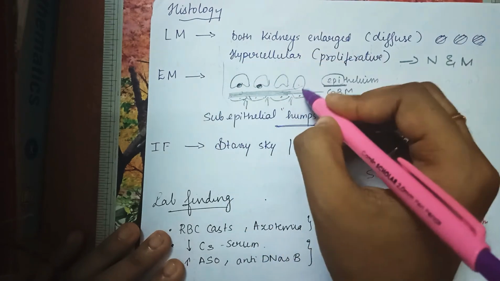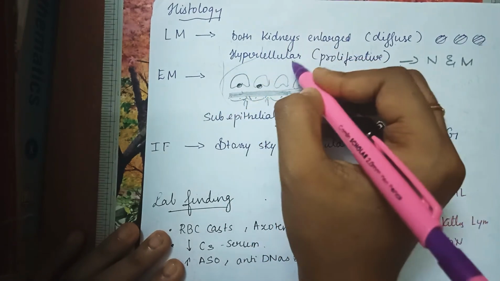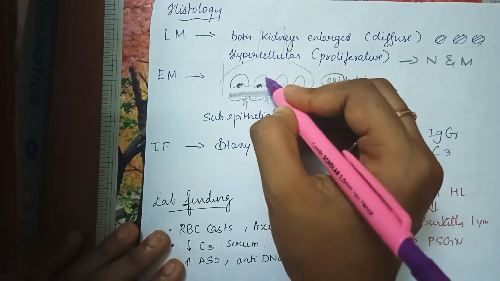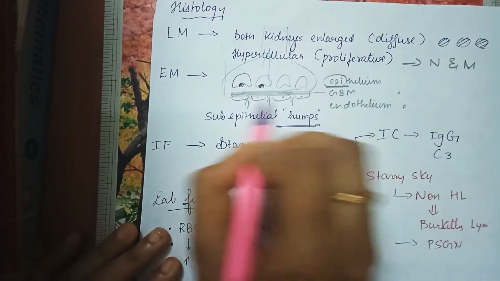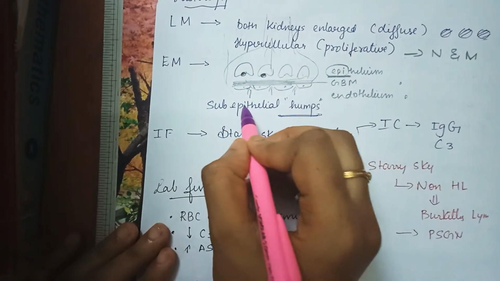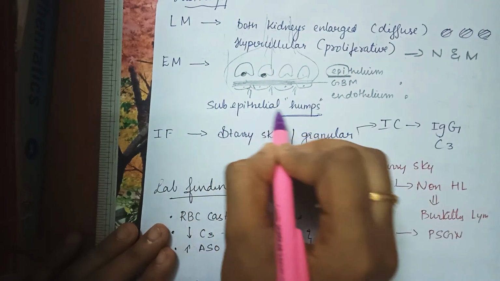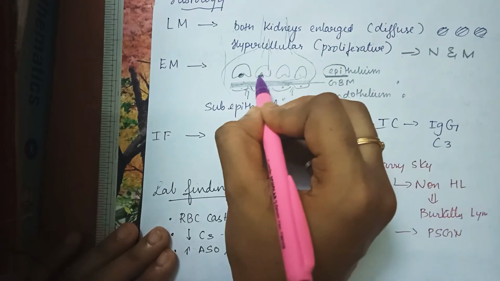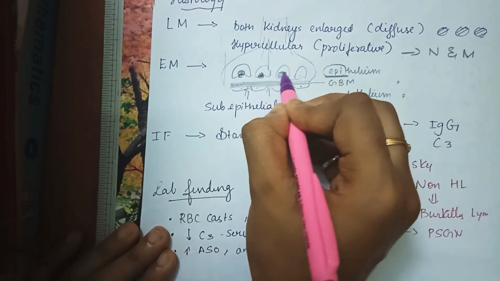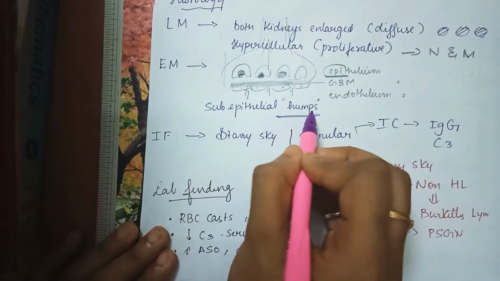Like here it is continuous, it is like this, therefore from here it goes off. So just now remember that it is subepithelium deposits. Therefore we even say that it is subepithelium humps, because the immune complex deposits like this, which looks like humps. So we call it subepithelium humps.